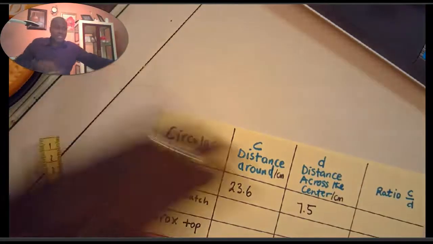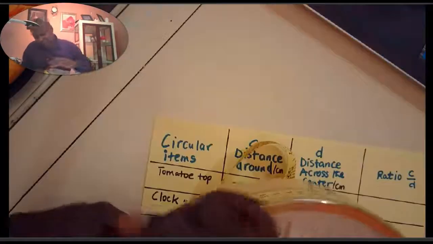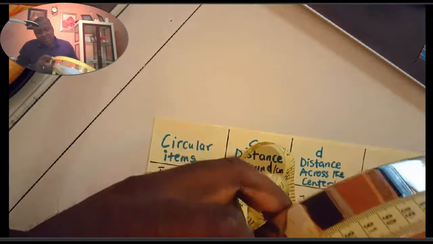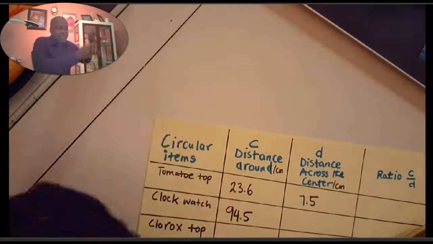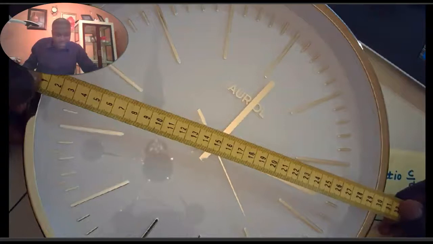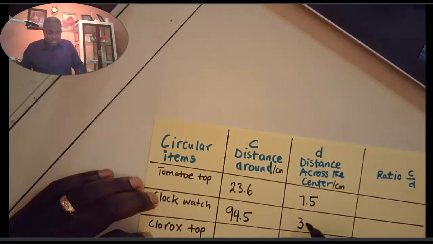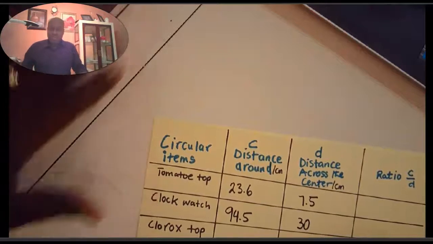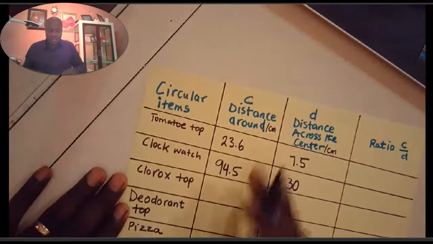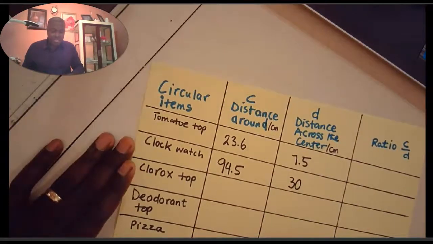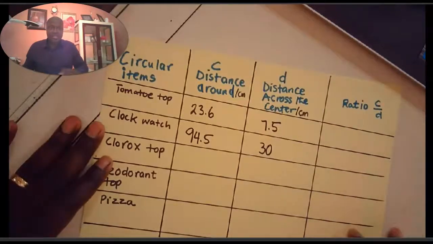The next one is a clock. Grab my clock here. Take my tape measure. I'm using the centimeter side. Here we get right here, which is 94.5. So 94.5. And then we go across and we get 30 centimeters. So if you are home, you can also measure your circular stuff. So I'm going to go ahead and measure all of them and put it down here, and then we will come back and we will do the ratios.